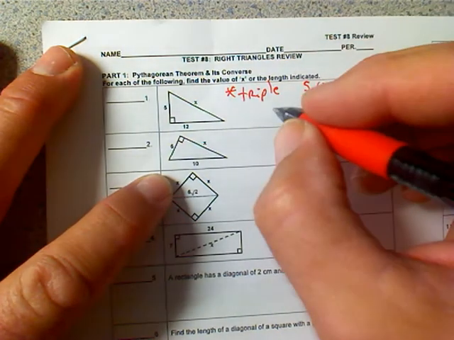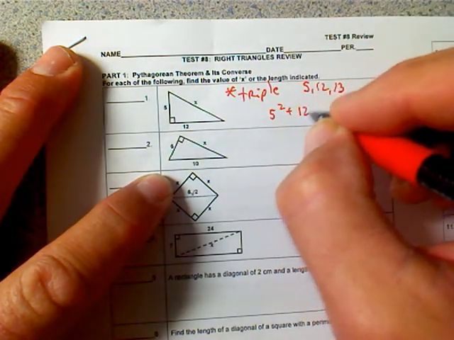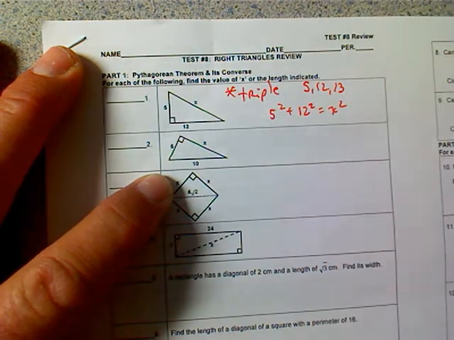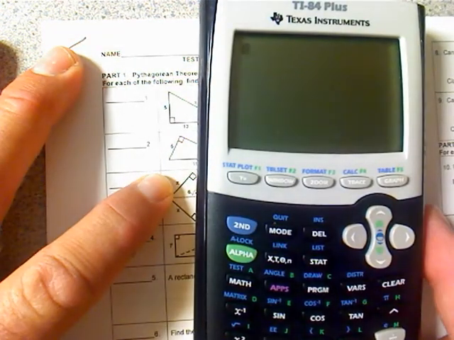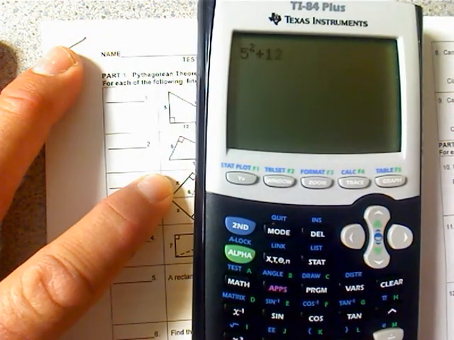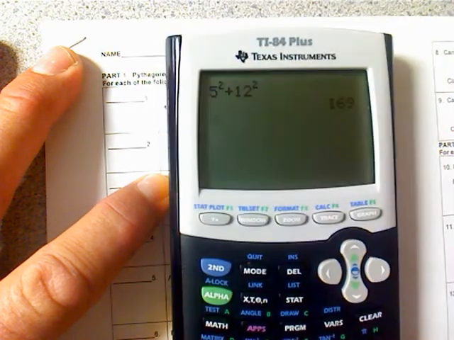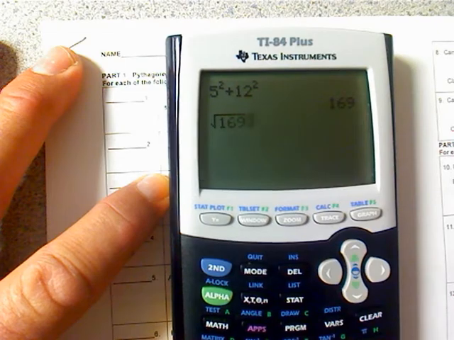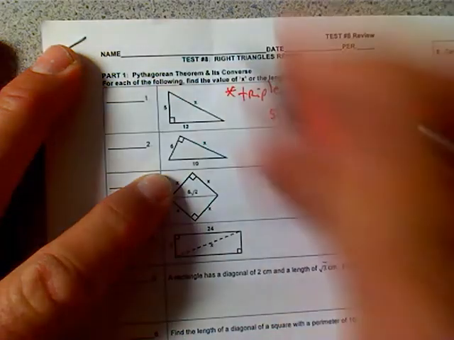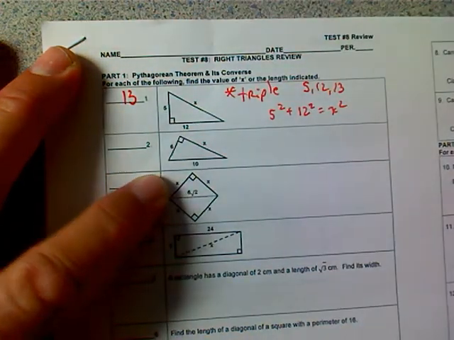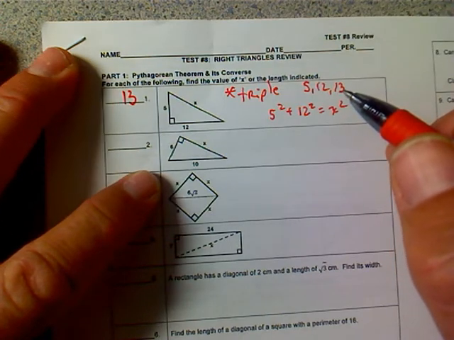But if you cannot, 5 squared plus 12 squared equals x squared. So I'll grab the calculator and go 5 squared plus 12 squared. That equals x squared. That's 169. So when I take the square root of 169, I get 13. X is 13, just like the Pythagorean triple said.